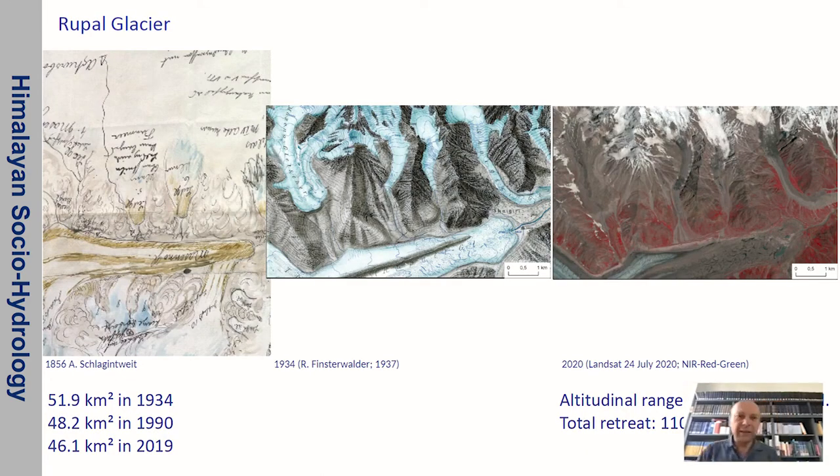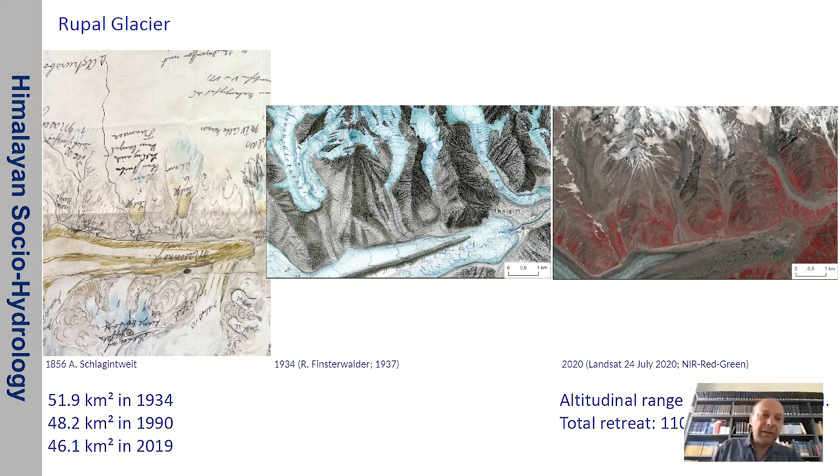The last glacier I want to show you here is the Rupal Glacier in the upper valley head. And I start again with the Schlagintweit sketch map on the right side. You can see Adolf Schlagintweit tried to differentiate the clean ice from the debris-covered glacier in 1856. And of course, the illustration is much clearer in the 1934 map of Finsterwalder, but you can also see the same thing in high-resolution satellite imagery.